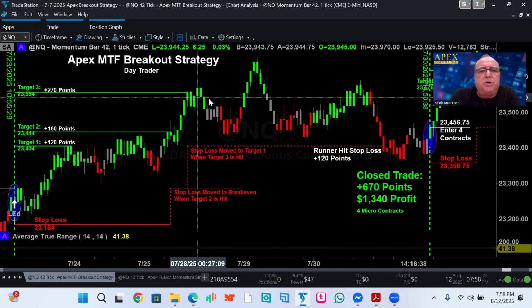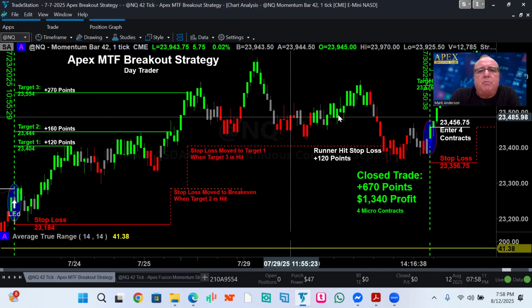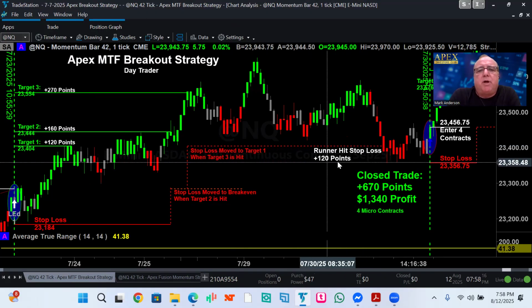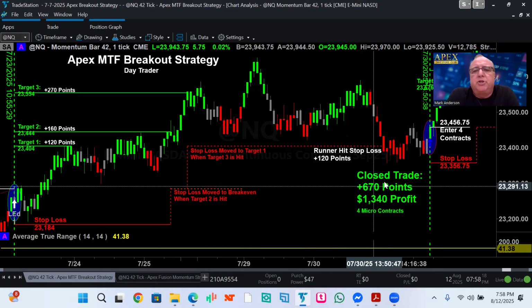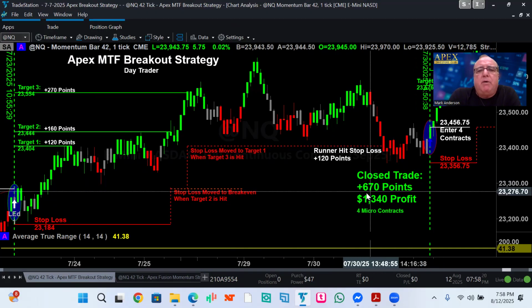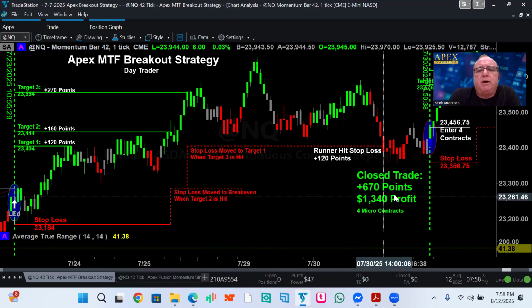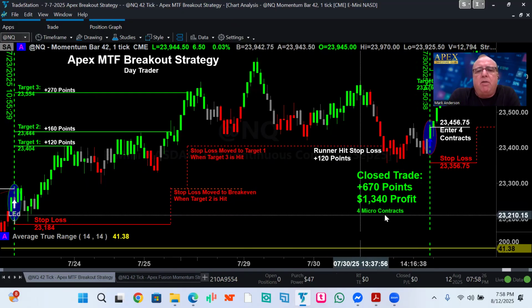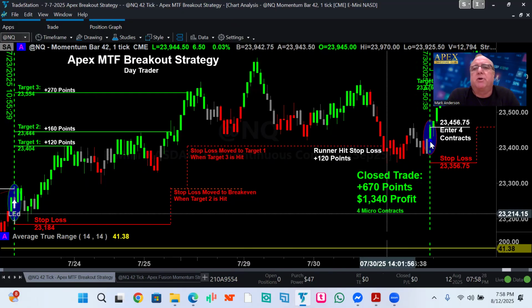We move along here, as you can see, the price action went sideways and the runner hit over here for a stop loss of 120 points. So this trade was closed with 670 points. The profit was $1,340, and all of these are going to have 4 micro contracts. Okay, and then we just continue on.